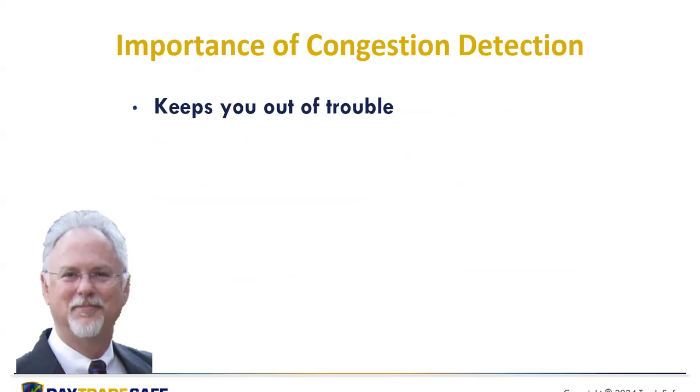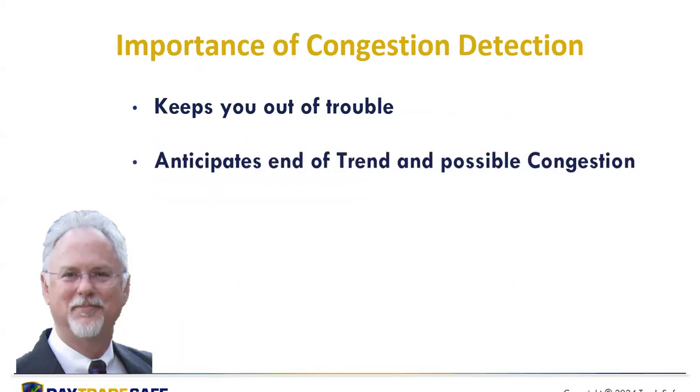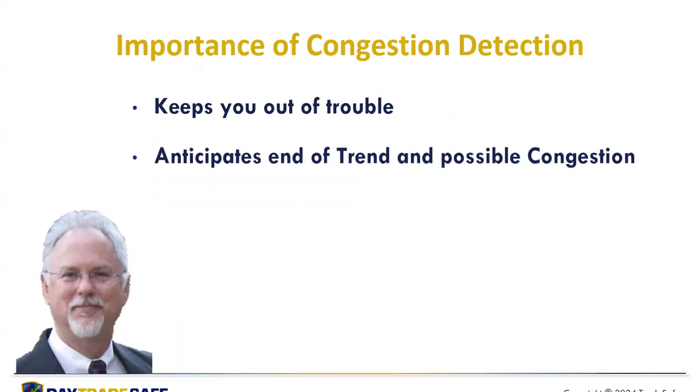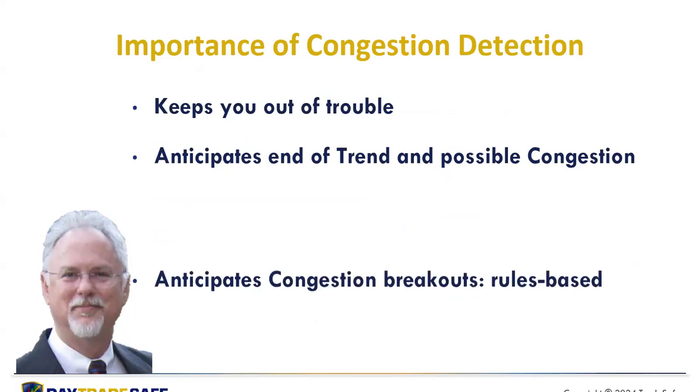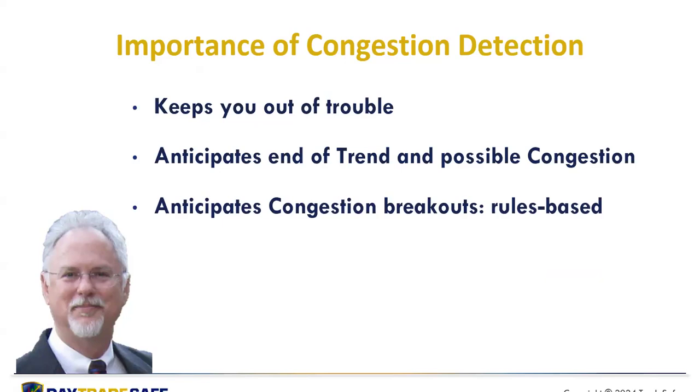I want to also emphasize you've got to be able to stay away from congestion because it's trouble. You've got to be able to anticipate the possible end of a trend and the possible beginning of real congestion. And it's got to be really bulletproof. You want to be able to anticipate these things, both going into congestion and getting out of congestion, a legitimate breakout, not just poking a wick of a candle out of the top or bottom of a little trading range of congestion. You need something that's rules-based so that you can depend on it.